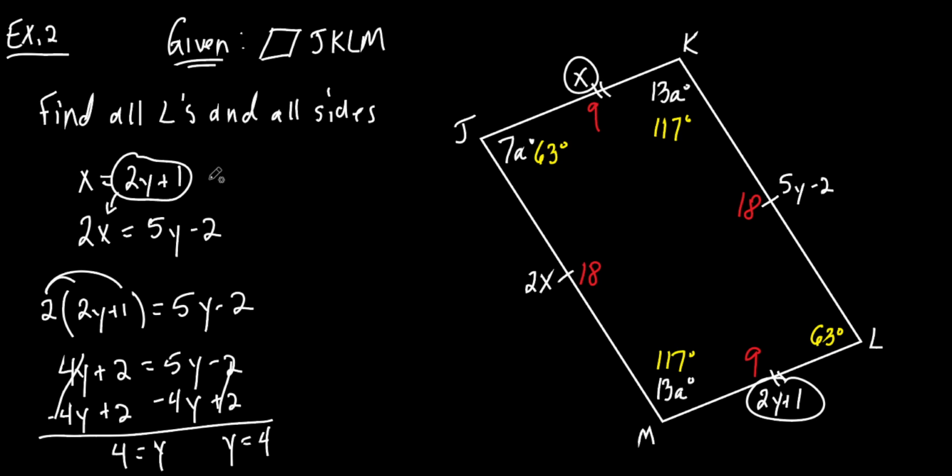Let's just do it for the fun of it. Let's do this one right here. X is equal to 2y plus 1, isn't it? So x equals 2 times y, which is 8, plus 1, which is 9. So it does work, doesn't it? So even if I plugged it in, I get 9. But really, all I needed to do is find y, and then I could find all my sides.